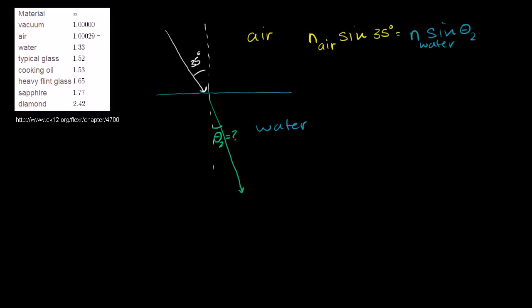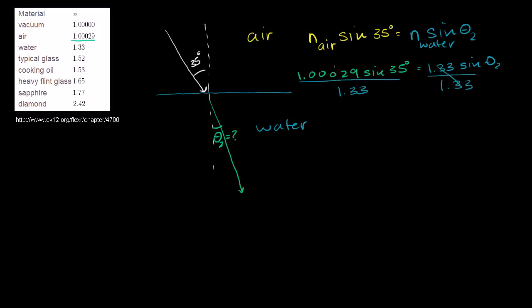The refraction index for air is this number right over here, 1.00029. So 1.00029 times the sine of 35 degrees is going to be equal to the refraction index for water, which is 1.33. So it's 1.33 times sine of theta 2. Now we can divide both sides of this equation by 1.33. On this side, we're just left with sine of theta 2.